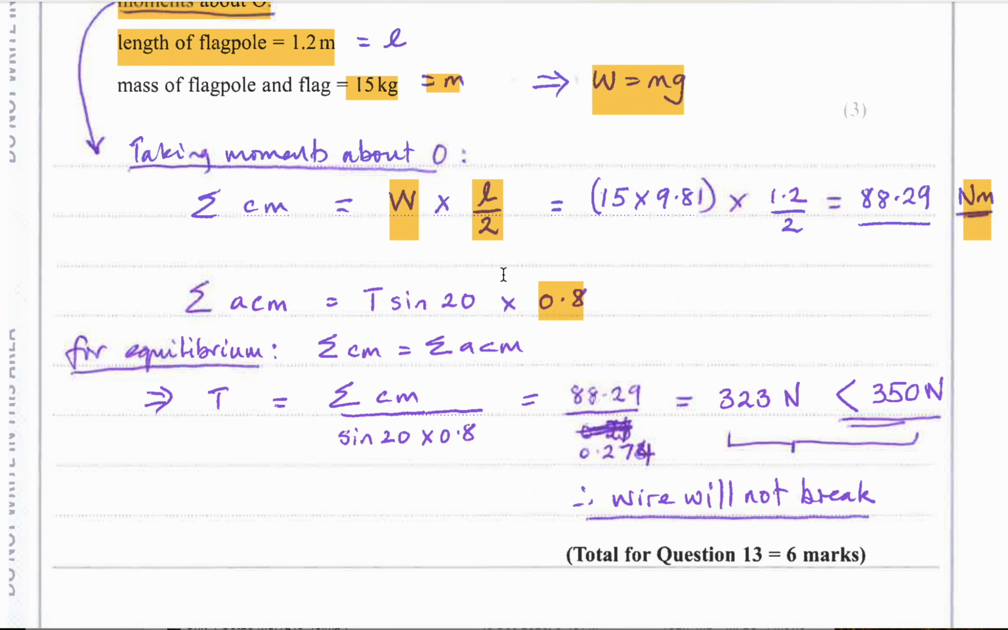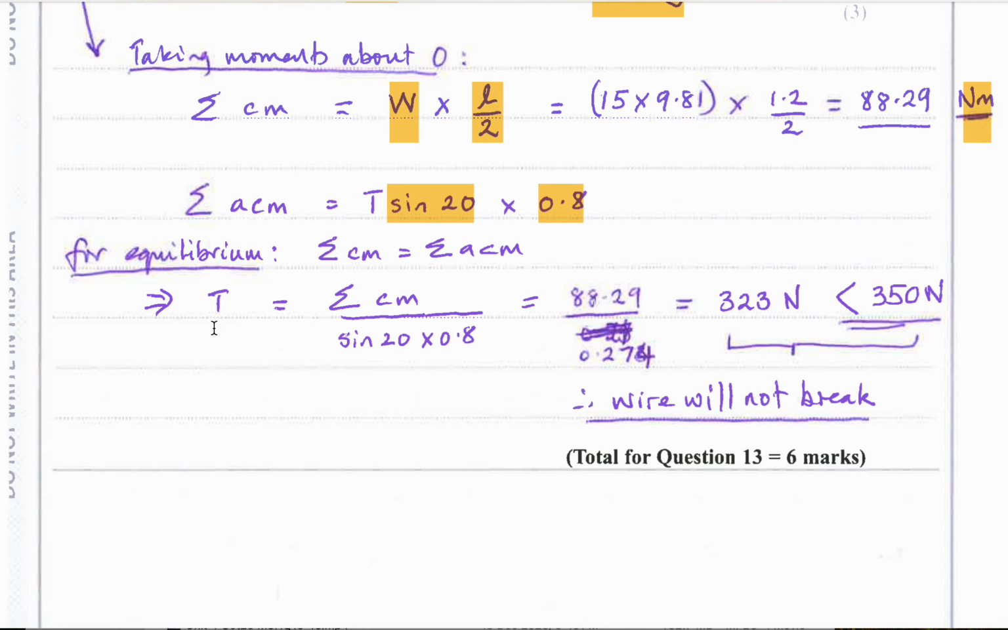You're going away from the 20 degrees. So that's how I always remember that it's sine 20. So the tension is what we want to work out. We know sine 20, we know 0.8, we know everything else. You then equate the 88.29, which is the clockwise moments, with the anti-clockwise moment, and you can then determine what T is. And it comes out to 323 newtons, which is less than the breaking force of 350 newtons. So you need to say this: therefore the wire will not break. Okay? Always make sure you communicate what they've asked you to communicate. Hope that makes sense.